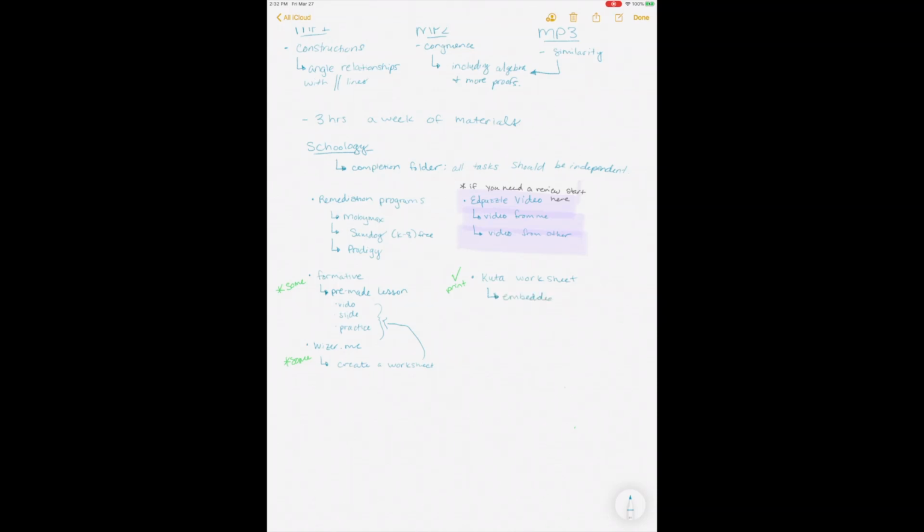And I embedded it into a program called ClassKick. And that allows them to write on the screen so that I can see their work as they go and they don't have to send me a picture or anything like that.